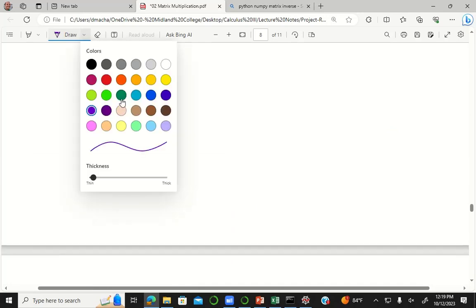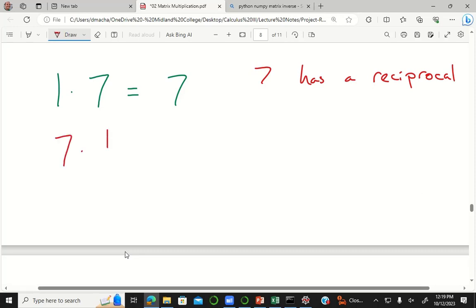And, you know, for every real number, like for the number 7, we said that 1 is the identity because if you multiply by 1, you just get 7 back. Well, 7 has a reciprocal. And what's special about the reciprocal of 7 is that if you multiply 7 times its reciprocal, you get back the identity, right? So the reciprocal of 7 is 1/7, and every single real number has a reciprocal. So if you multiply a number times its reciprocal, you get back the identity.